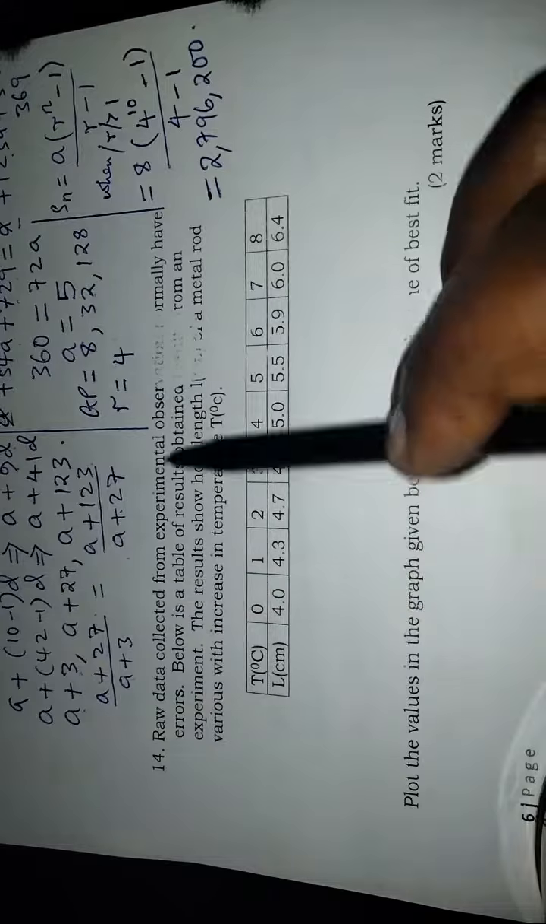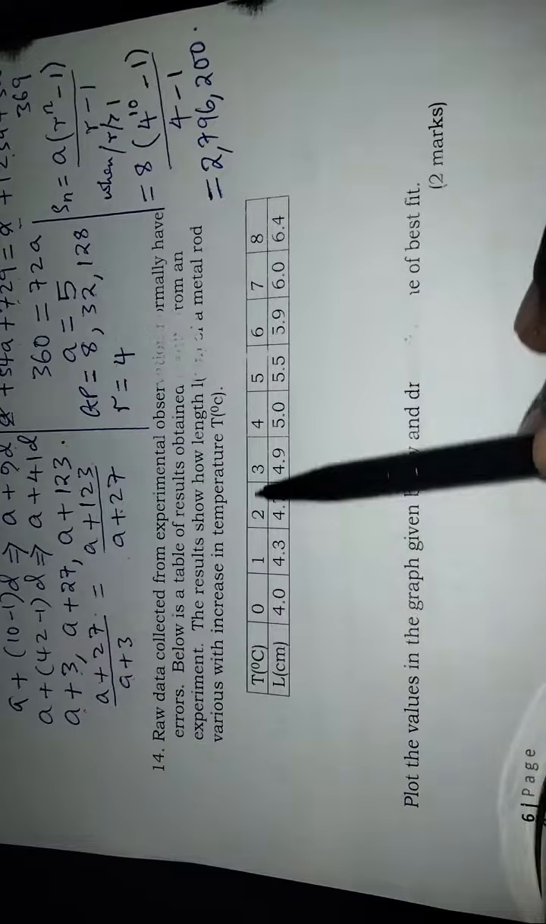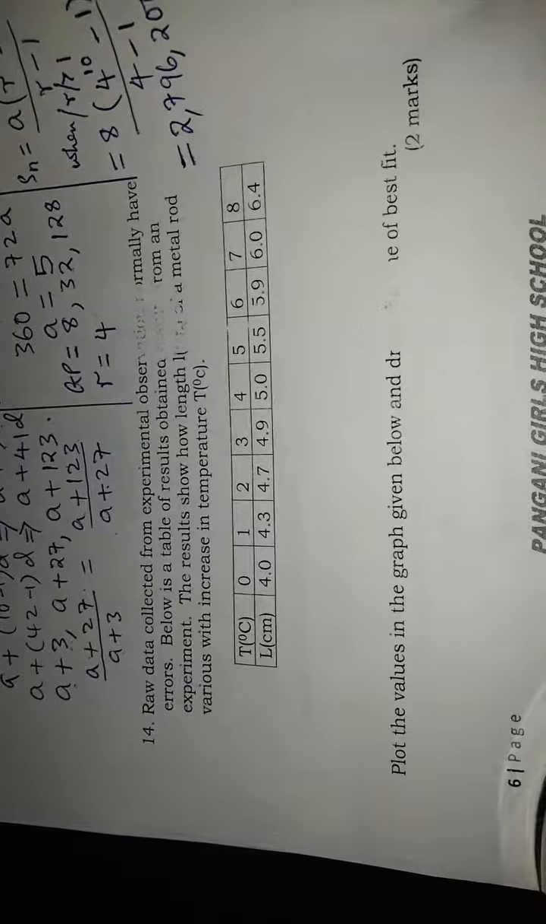Raw data collected from experimental observations normally have errors. Below is a table of results obtained from an experiment. The results show the length of a metal rod, how it varies with increase in temperature. So we have temperature increasing in degrees Celsius, and we have the length in centimeters of a metal rod. Then you've been told to plot the values in the graph below and draw the line of best fit.